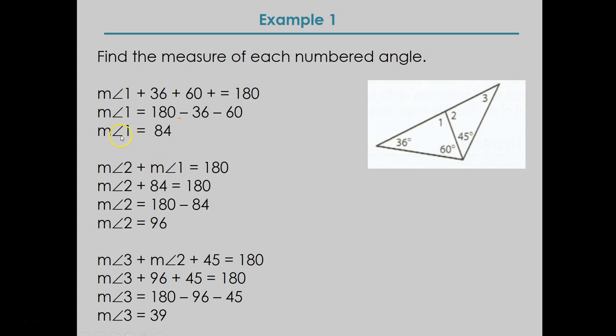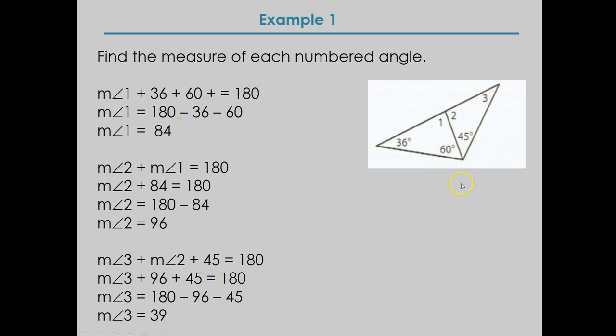So we now have the measure of angle 1 and the measure of angle 2, and we'll solve for the measure of angle 3. So angle 3 will be 180 degrees minus 96 from angle 2 and minus 45, which is given in the triangle, and that will give us 39 degrees for angle 3.